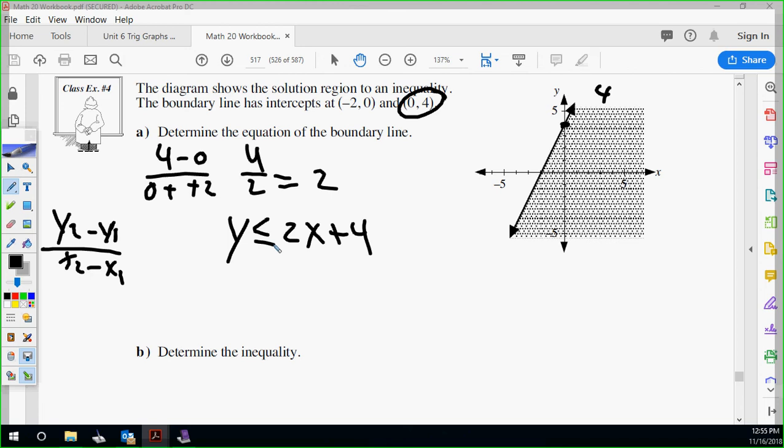Okay, so we kind of did all this stuff here. So this is actually b. 2x plus 4 is the equation of the boundary line. Okay. So if we test 0, 0, because 0, 0 is in the shaded region, if I put 0 in, I get 0 is less than or equal to 4. That's true. We feel good about what we wrote. Okay. All right, that's all for that.